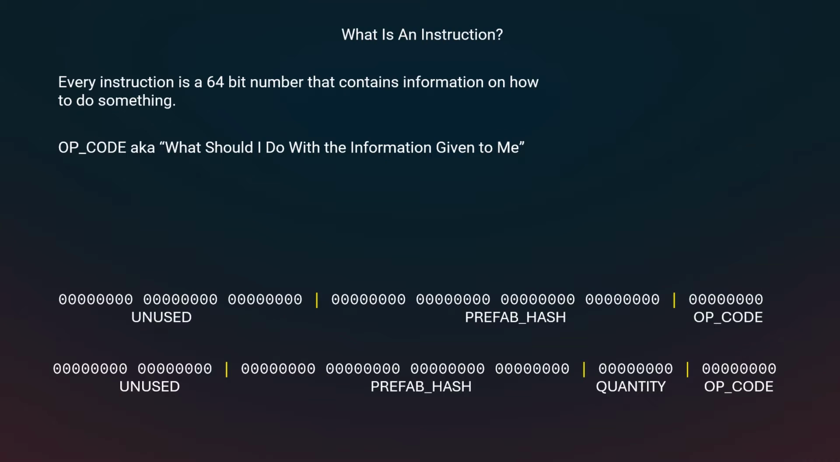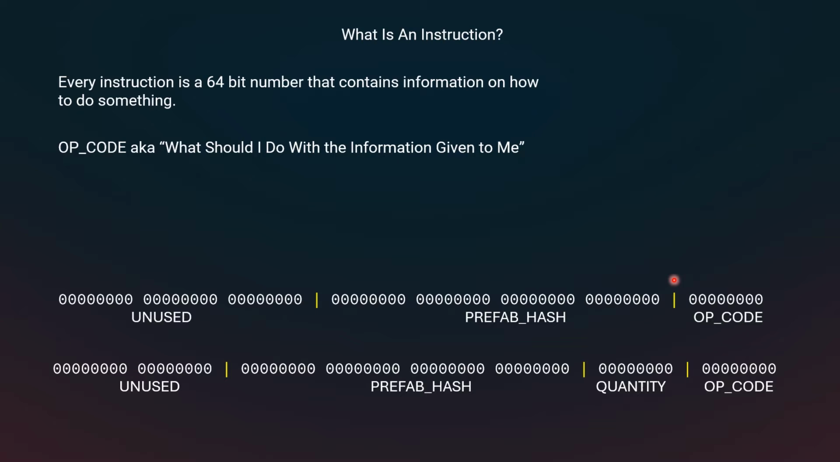Firstly, we need to understand what instructions are. An instruction is just a number that contains information on how to do something. The first part of an instruction, an opcode, tells the machine what it should do with the information you give it. Now, don't get intimidated that I'm showing you binary. The actual values here don't matter.